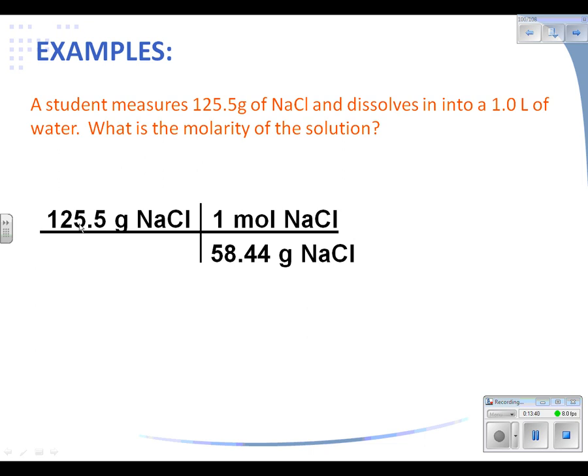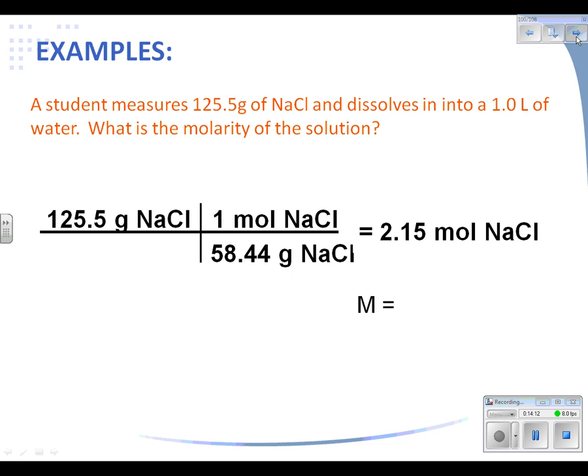We then take our 125.5 grams, divide it by 58.44 grams, and multiply it by 1. That cancels out the grams, which then gives us the number of moles that we're going to end up with. So we're going to measure out the 125.5 grams on the balance, but that's representative of 2.15 moles.